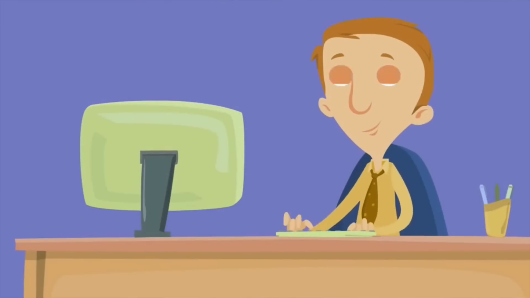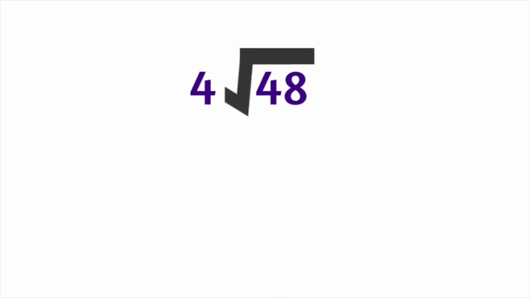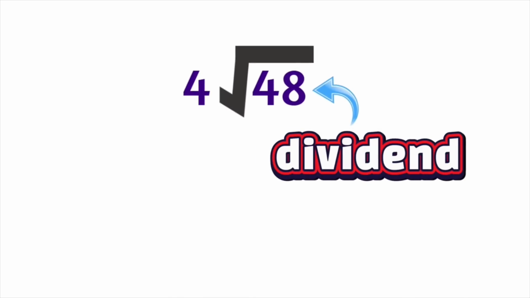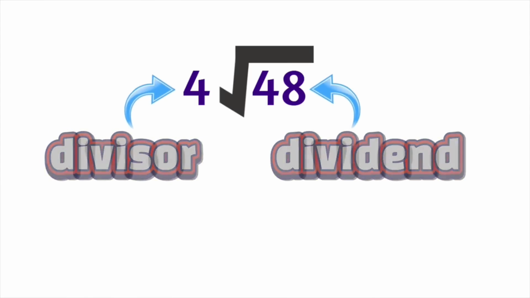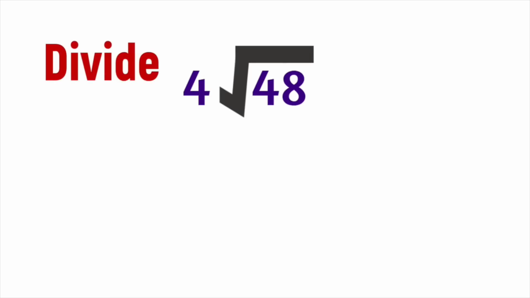Hey, let's set up 48 divided by 4 again. We start off with the long division bracket. We put the dividend, which is 48, inside the bracket. Then we put the divisor, which is 4, right in front of the bracket, and we're ready to go. We're going to start with the first digit inside the bracket, the 4 in 48. We are going to divide. How many times does 4 go into 4?